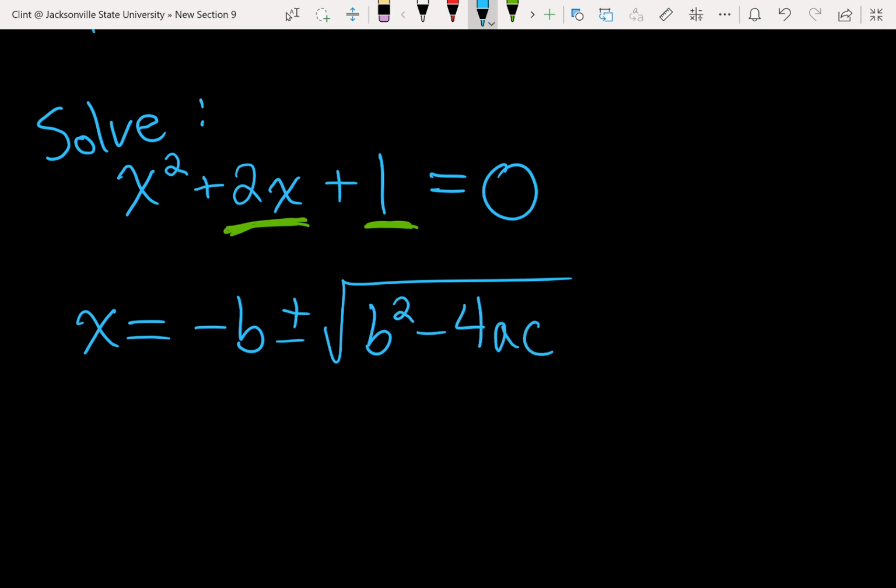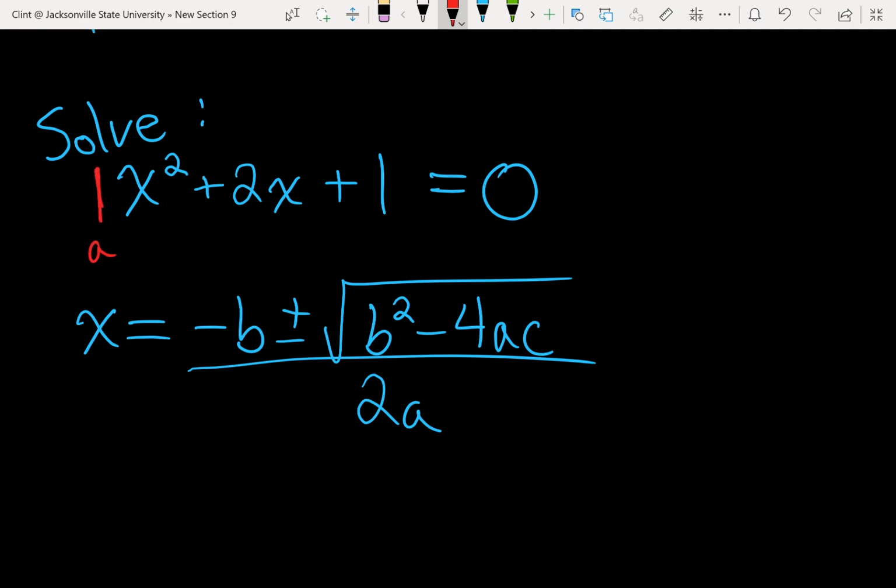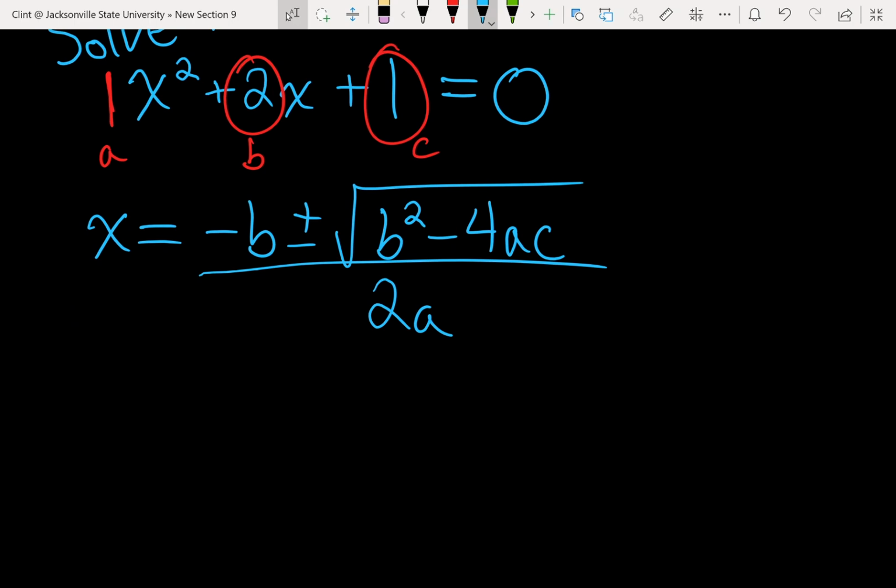Quadratic formula. Solve any quadratic equation using that. Not always fun, but use it. So here, what's a, b, and c? Our coefficient for the x squared term is a. Coefficient for the x term is b. And the constant term is c. Plug into our equation here.